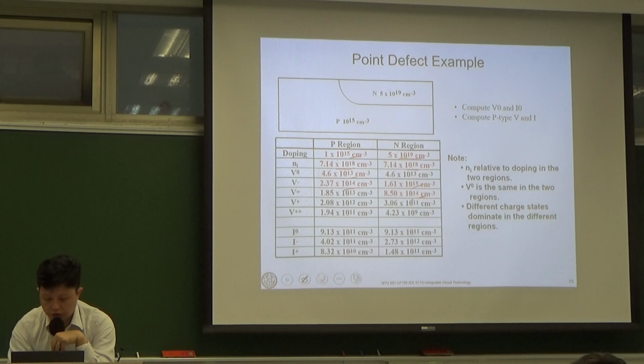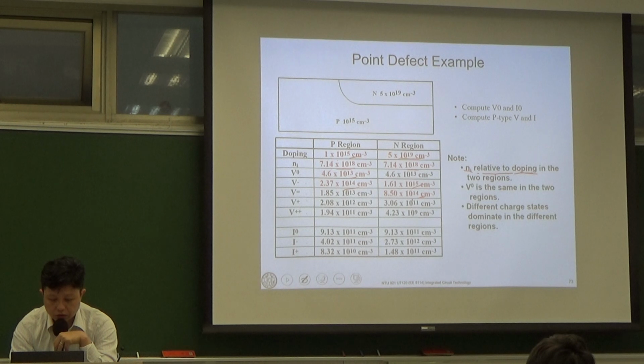Okay, so from this number we can observe that your intrinsic concentration, because of this process temperature now is at 1000 degrees C, your Ni is actually related to your dopant, right? That's comparable to your dopant concentration now. Like for example, this one is even larger than your intrinsic concentration, 15. And this one is comparable to your 10 to the 19 dopant concentration.